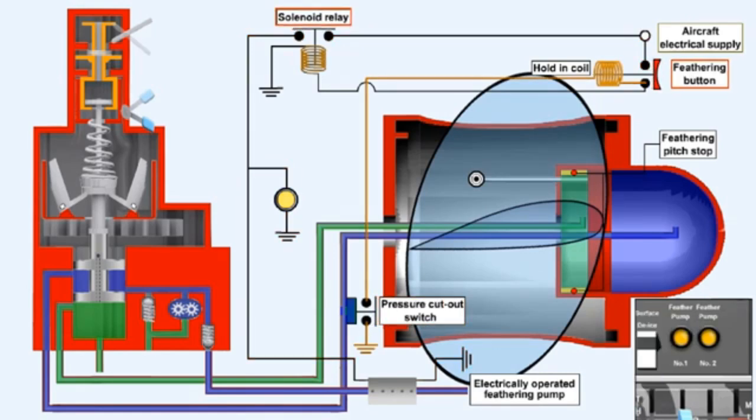Oil pressure will now build up within the system, eventually operating a pressure-operated cutout switch, which will interrupt the supply to the feathering button hold-in coil. This causes the feathering button to release, which terminates the supply to the feathering pump solenoid relay, which in turn breaks the supply to the feathering pump.